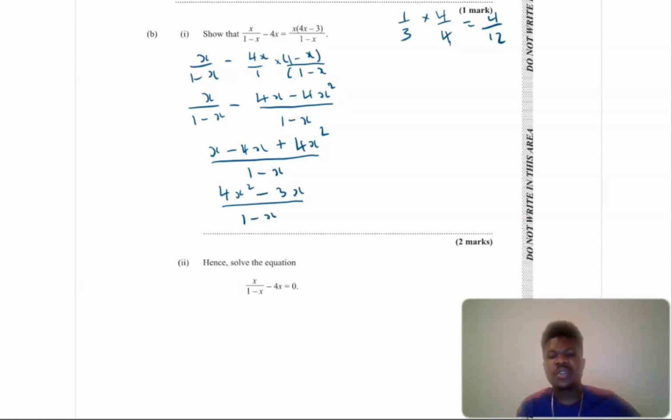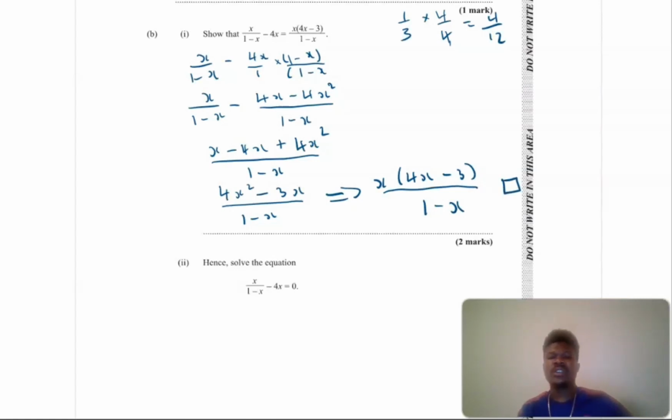And finally, we can factor the numerator, factoring out x, which is going to leave us with, let's put it over here, x into 4x squared is going to go 4x, and x into minus 3x is going to be minus 3, over 1 minus x. So it has been proven that both sides are equal. So we've simplified our left hand side to make it equal to our right hand side.